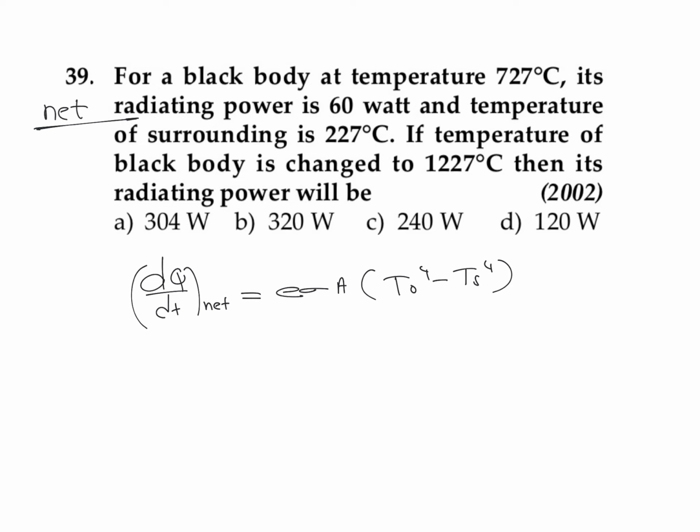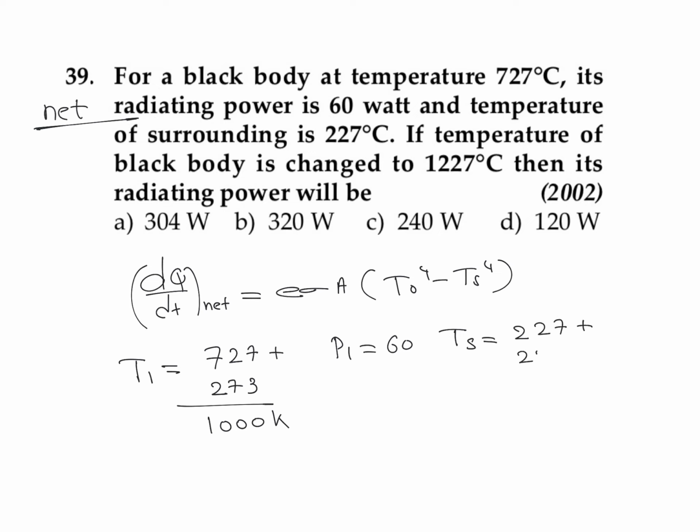Now it is given that the black body is at a temperature of 727 degrees Celsius. The temperature in the first situation is given in the Celsius scale, so we need to convert it into the Kelvin scale. We add 273, and we get 1000 Kelvin. The radiating power in the first situation is P1, which is 60 watts. The temperature of the surrounding is also given in Celsius, 227, so we add 273 and get 500 Kelvin.